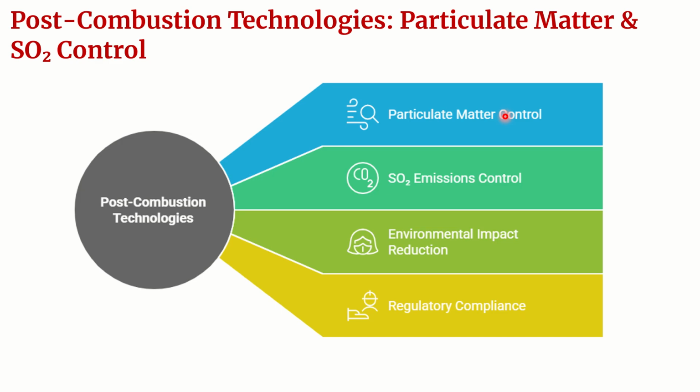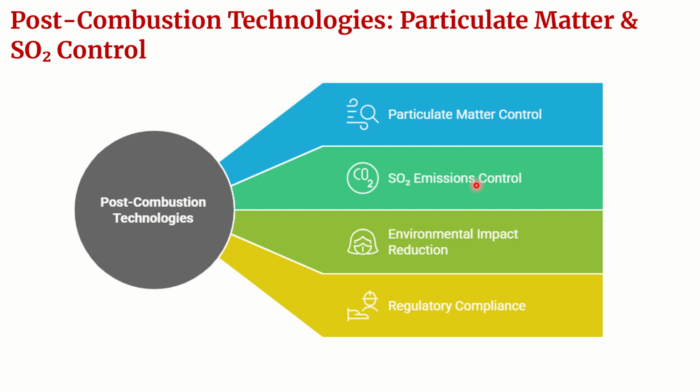In case of fabric filters, flue gas is passed through a series of fabric bags. So particles are captured on the surface of the fabric, forming a filter cake. Periodically, the bags are cleaned and then collected. Dust falls into hoppers. So this process is highly efficient, especially for very fine particles. Sulfur dioxide emissions control. So in that we have wet scrubbers and dry scrubbers.